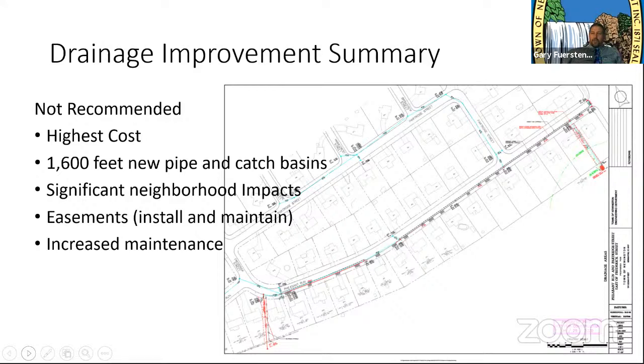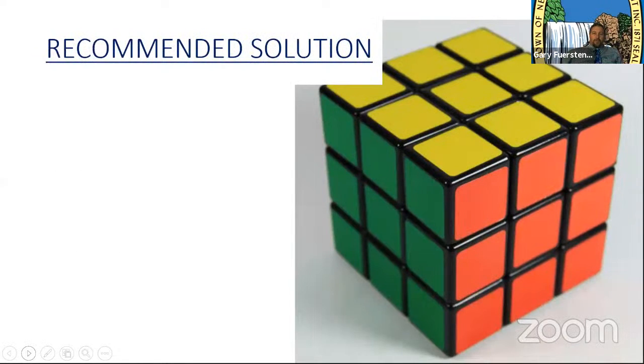This option, as you probably guessed, is very, very costly. Hundreds of thousands of dollars. It's not recommended due to the cost. The cost is driven by the length of pipe, the number of catch basins, and dealing with all the water service laterals and the sewer service laterals that we'd have to cross with the project. Significant impacts to the neighborhood. We still need an easement for the pipe down here and an easement for the pipe at the eastern end. This system is really not practical at this time. Next slide. All right, recommended solution.